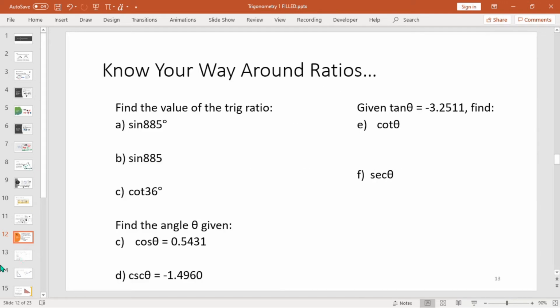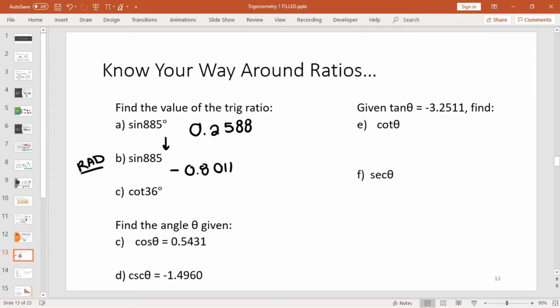Okay, so let's make our way around these things. So A, very straightforward, just pressing it on your calculator, making sure you're in degrees, and the calculator will return this value. You are not finding this, you're just pressing it into your calculator. Question B, notice there is no degree sign, so switch your calculator to radians, because this is a very big radian number. Then do the same thing, press sine of 885, and this time it's going to return a very different number, and that's fine.